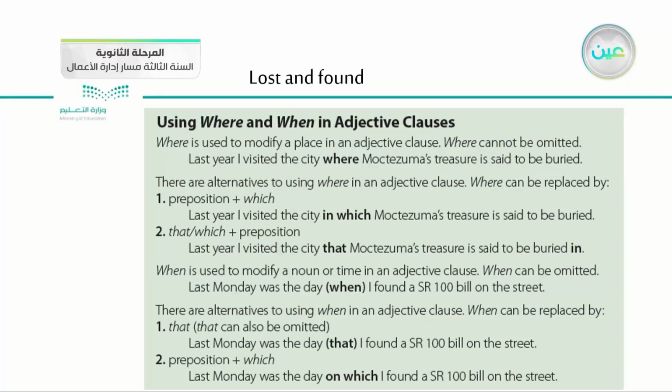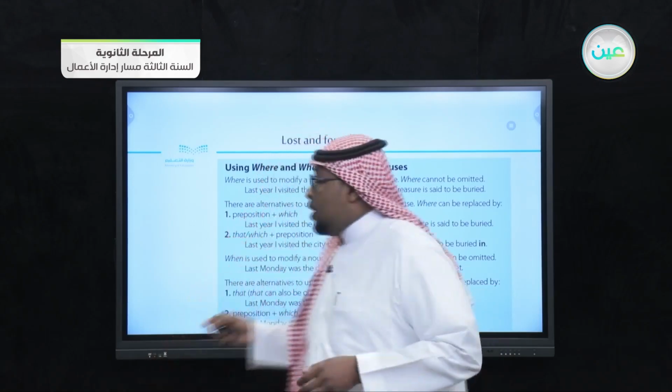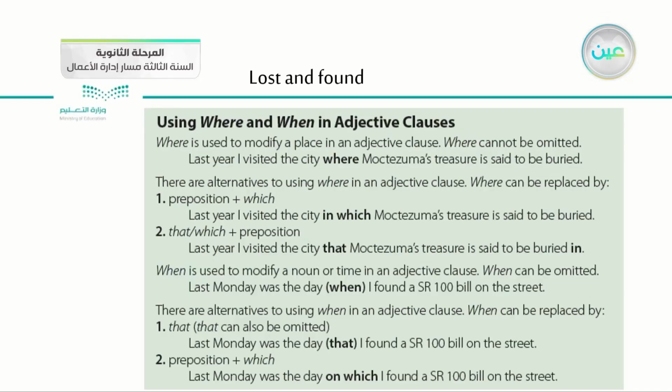And of course here, we have alternatives to using where in an adjective clause. Sometimes we can change the word that we use to describe a noun. Here we can use a preposition plus which. If we talk a little bit about prepositions, we have examples like in, on, at, from, just to remind you. So here we can make an alternative, which is preposition plus which.